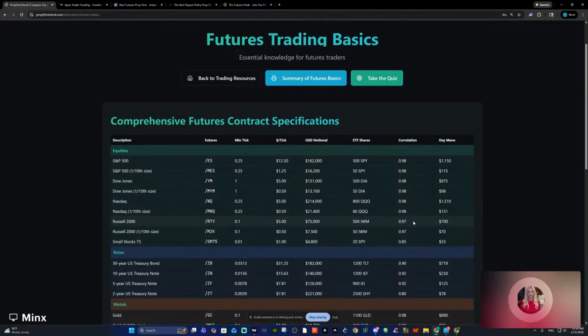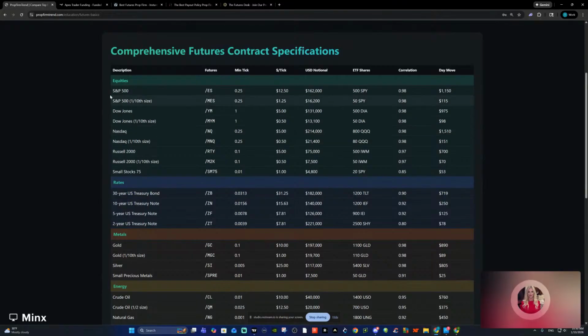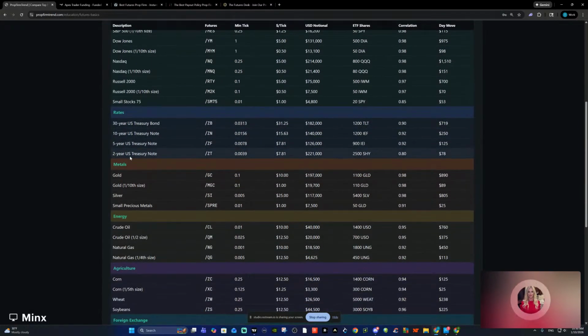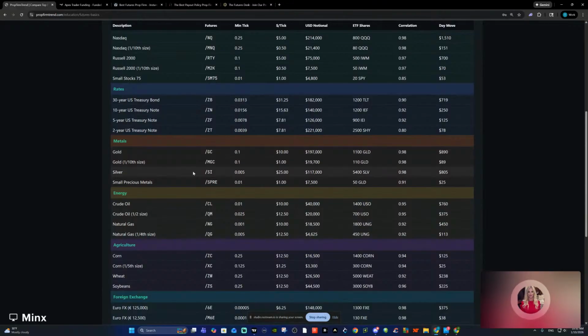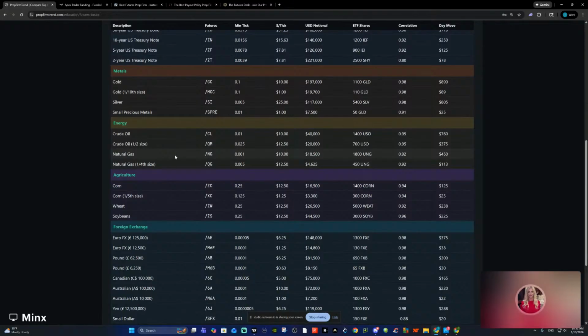So this right here is a comprehensive futures contract specification. This is more like a cheat sheet or cheat code. You can see, like, S&P 500 ES: the minimum tick is 0.25, how much it changes by, what the USD notional value is. For Dow Jones, for NASDAQ, for Russell. If you want to trade gold, it's going to tell you the same thing. Silver, what it trades at.